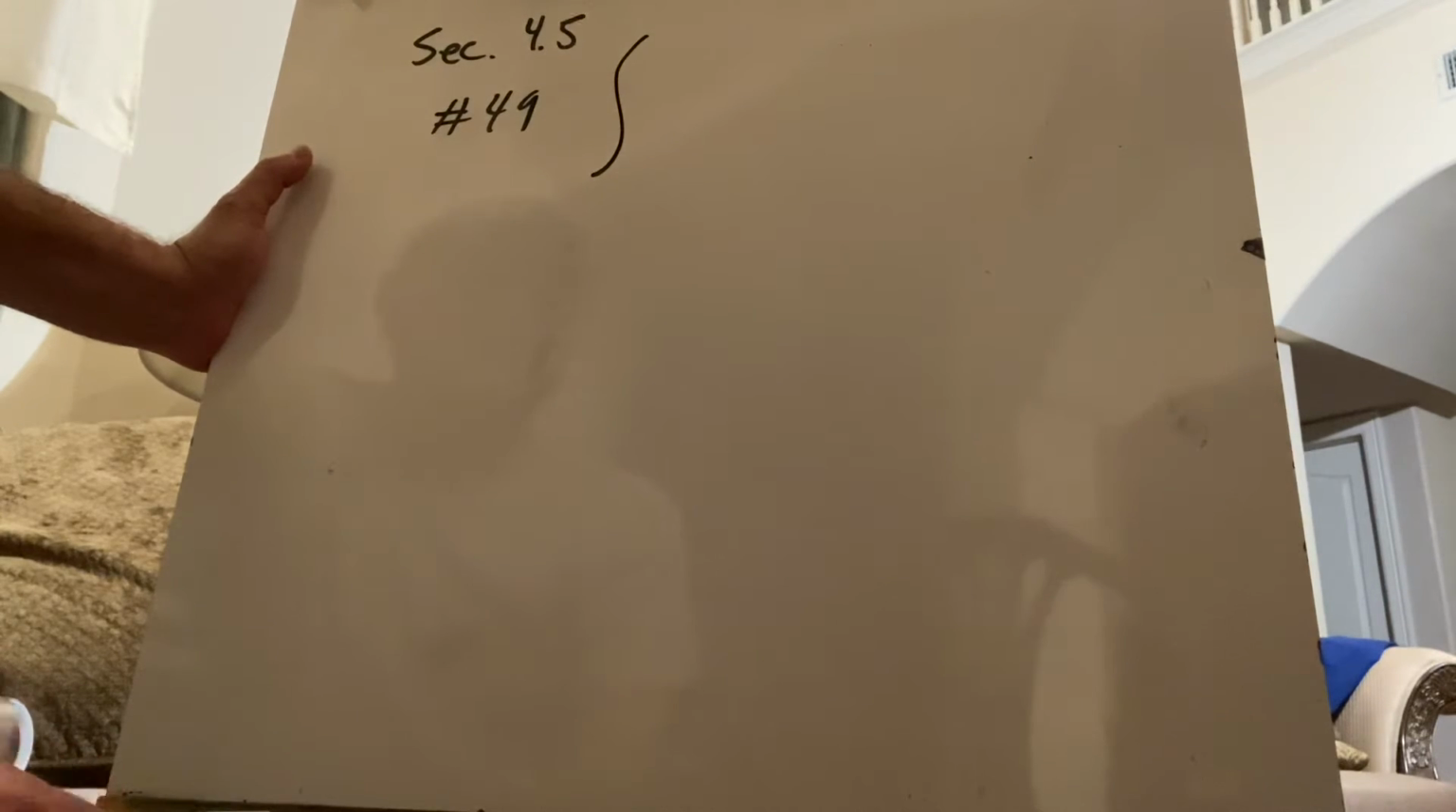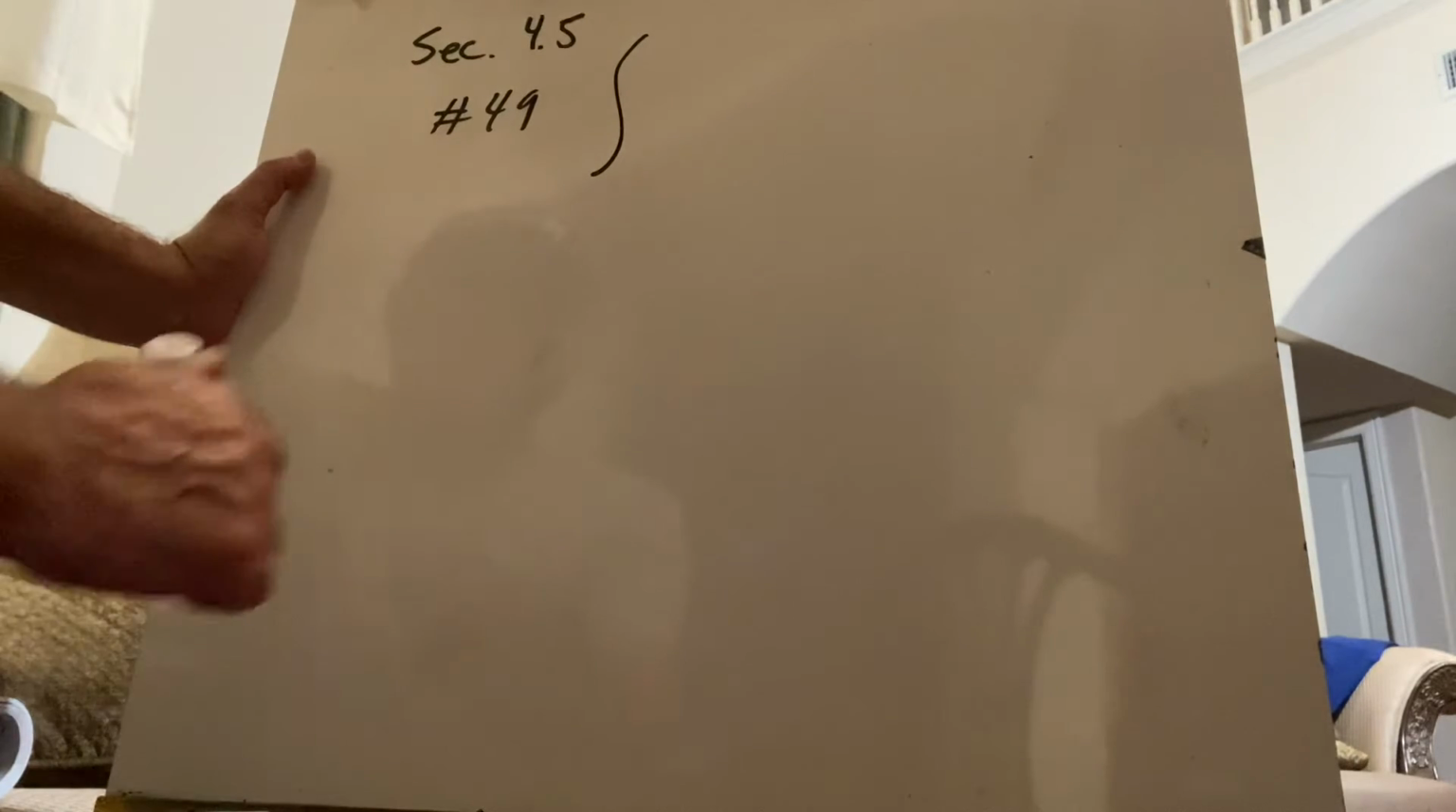Hi guys, so another question from section 4.5 is number 49. This one actually is a definite integral. So this one is going to be a number because remember, when you have limits of integration, this is what we call a definite integral. The last two videos I did a few minutes ago were, of course, indefinite integrals. But anyway, we have the integral from 0 to 2 of e to the 4x dx.